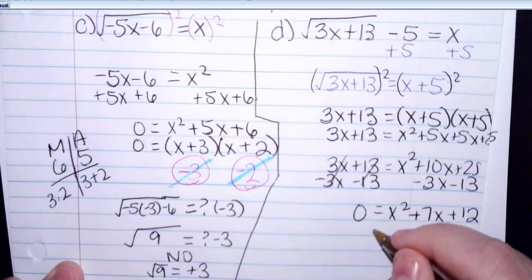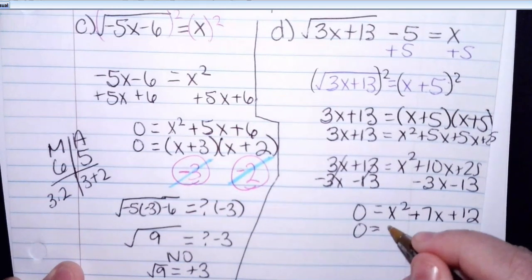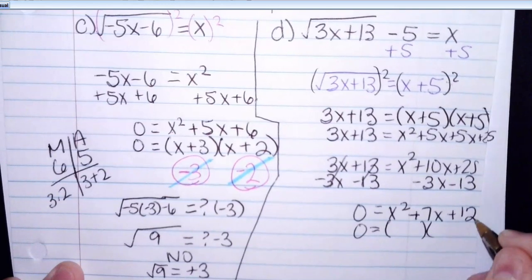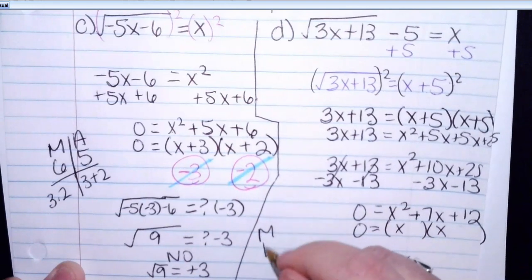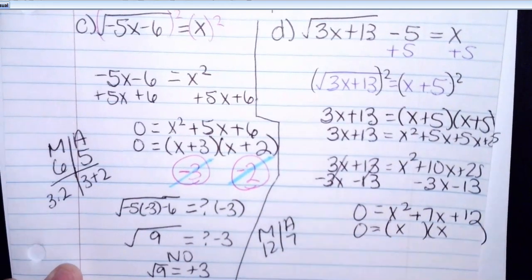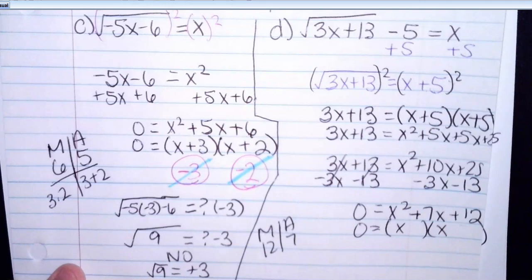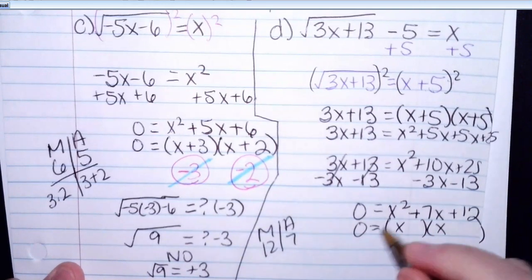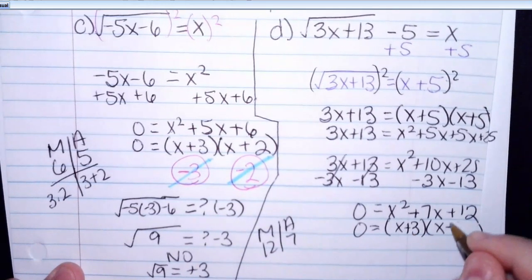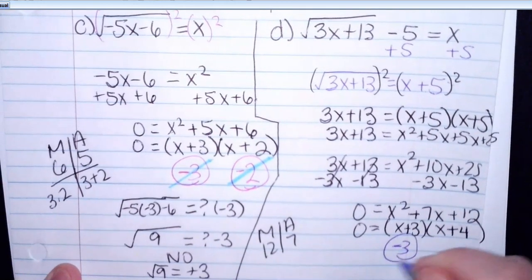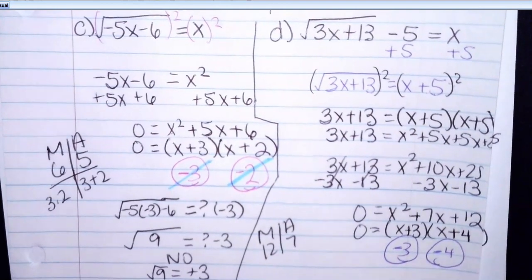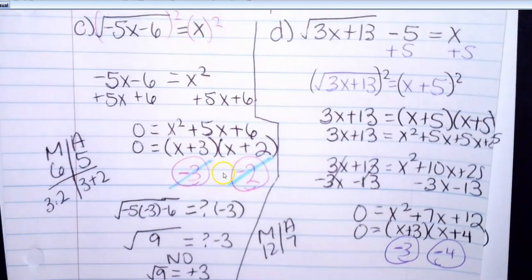All right, so for my possible answers, you got to factor it. I got to multiply to get 12, and I got to add to get the number in the middle, which is 7. So I got two numbers to do that, 3 times 4 and 3 plus 4. So there's my factored form. Now, my two potential answers here are -3 and -4.